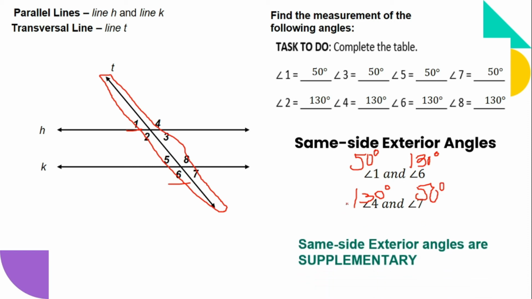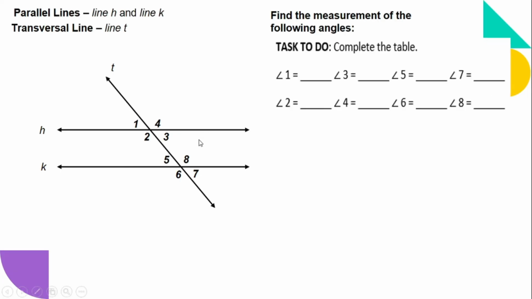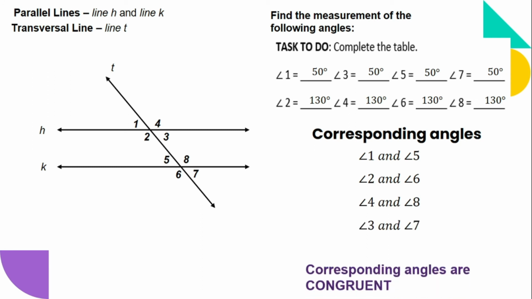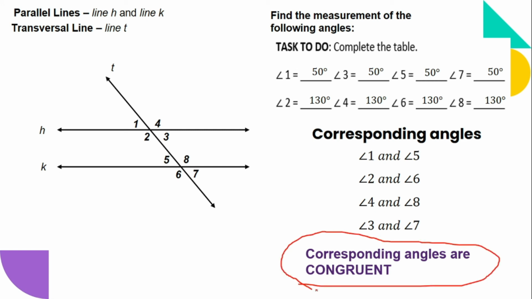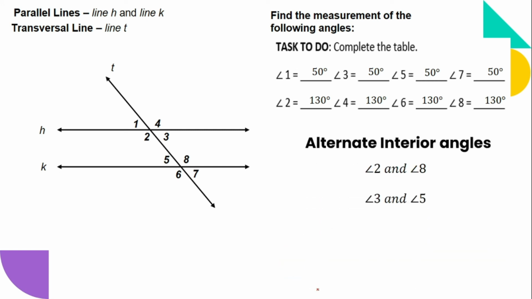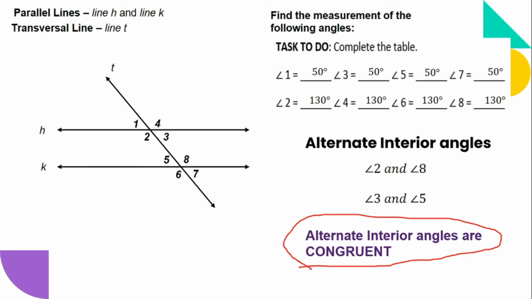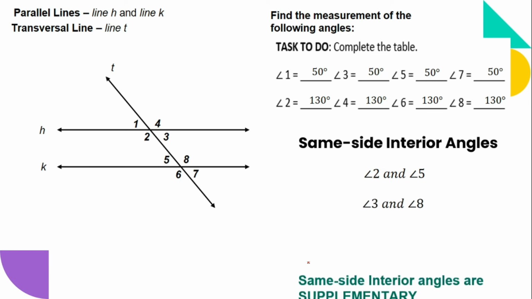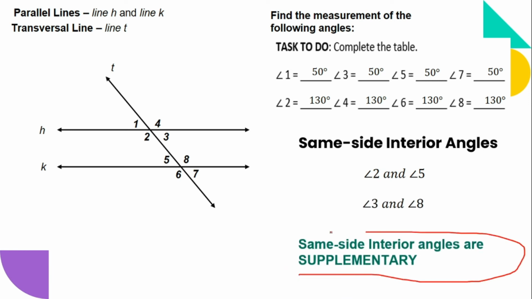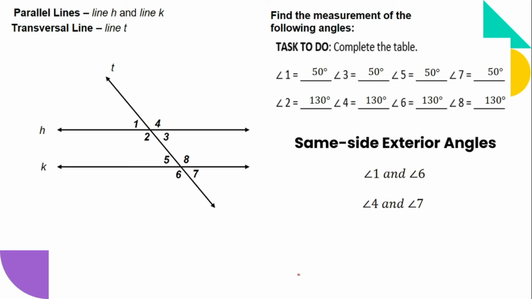Okay, let's have a recall for this again. We can conclude now that corresponding angles are congruent. Alternate interior angles are congruent. Alternate exterior angles are congruent. Same side interior angles are supplementary. And our same side exterior angles are supplementary din.